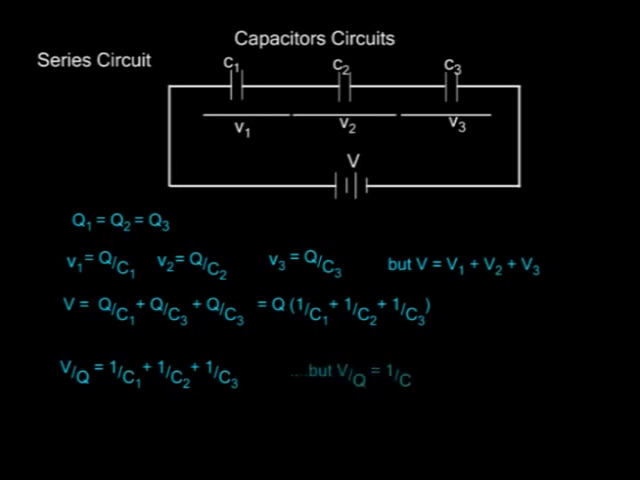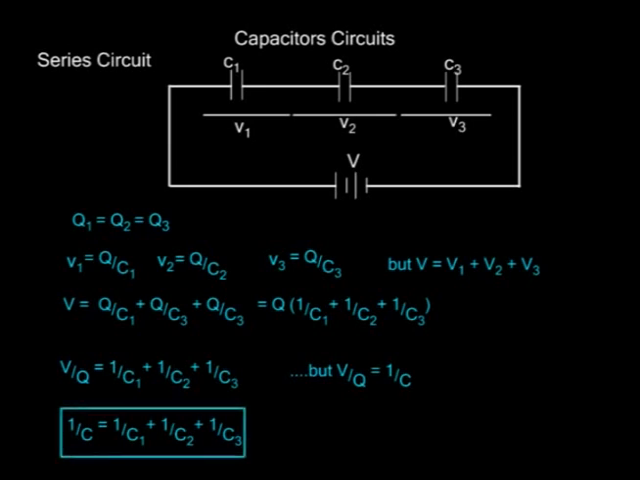But then V over Q is equal to 1 over C, where C is the combined capacitance. And therefore 1 over C is equal to 1 over C1 plus 1 over C2 plus 1 over C3. And that is the effective capacitance value for capacitors connected in series.